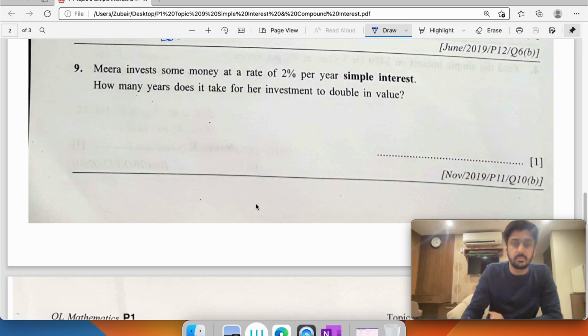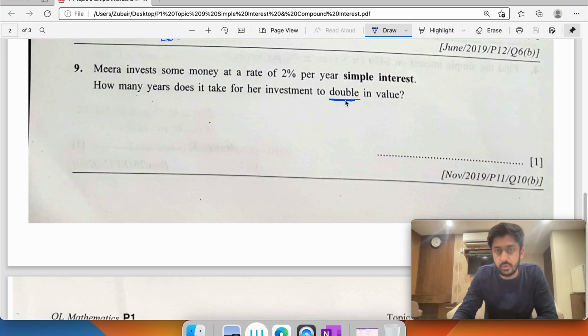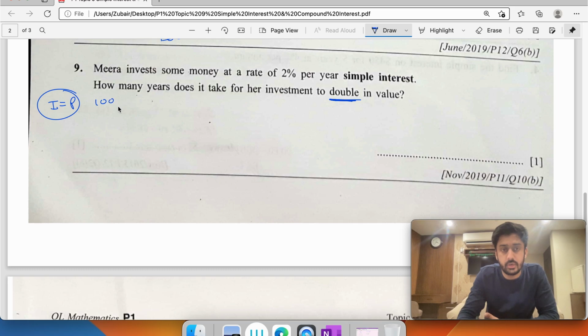Meera invests some money at a rate of 2% per year simple interest. How many years does it take for her investment to double? For her investment to double, the interest should be exactly equal to the principal amount. If you invest 100, you get an interest of 100, only then it could be doubled. So I equals PRT over 100. Either you suppose any value or keep it as P. Interest should be equal to the invested amount, only then it is doubled.